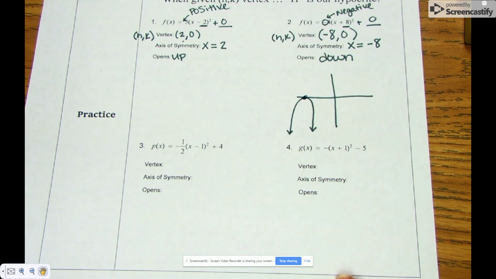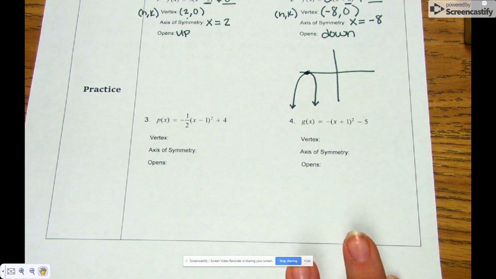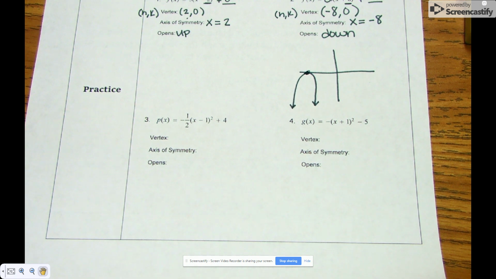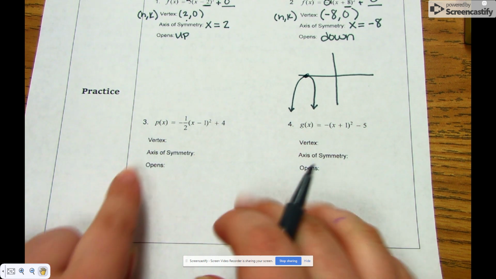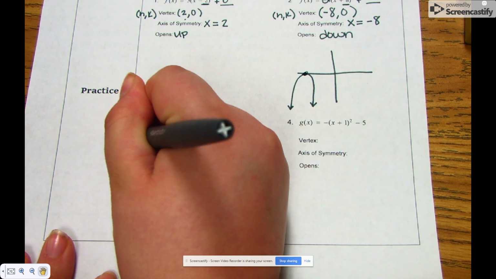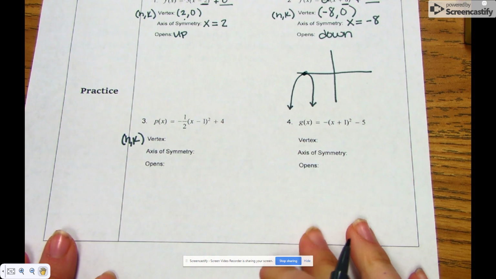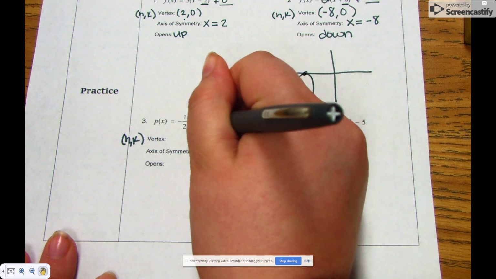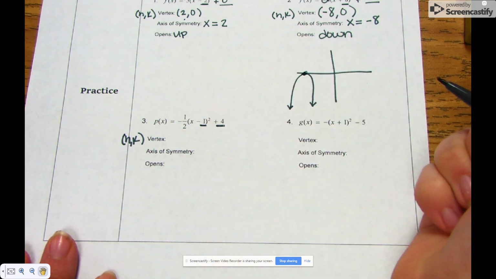Okay, so now let's look at question 3. So on number 3, I have p of x equals negative 1/2 (x minus 1) squared plus 4. All right, the first question is still our vertex. Do h comma k. All right, we look at what's in h's spot and we look at what's in k's spot.